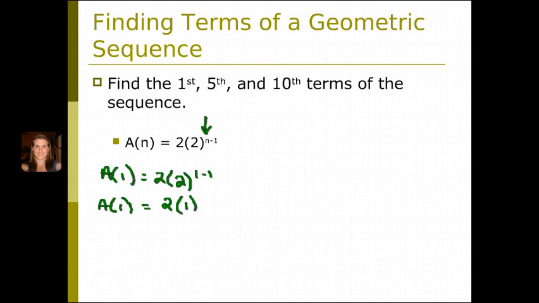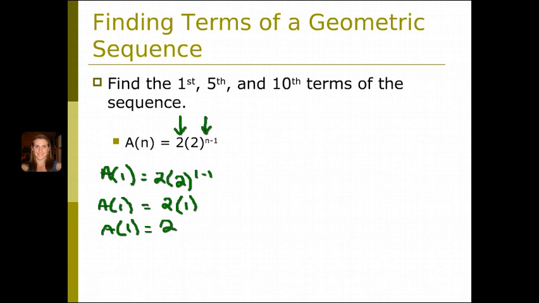So A of 1 equals 2. Anytime you're looking for the first term in the sequence, you can also remember that this first number here represents the first number. So that 2 was already there for us. Then we're also looking for our fifth number in the sequence.